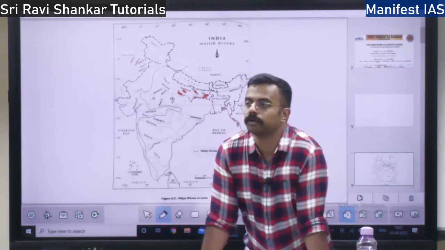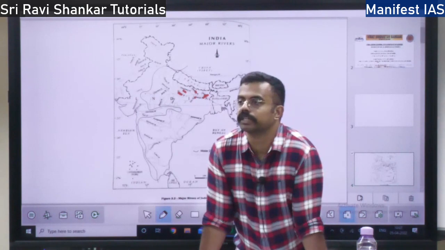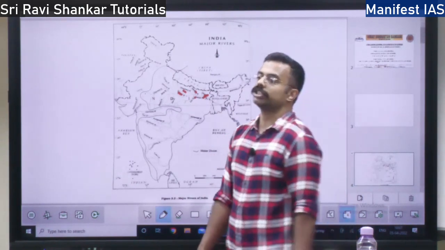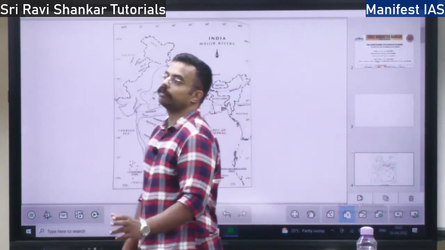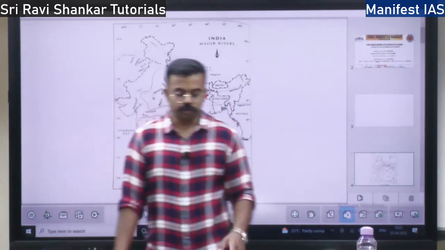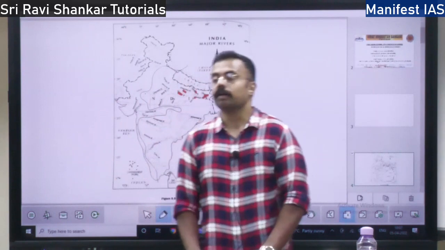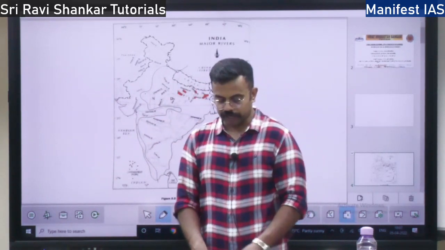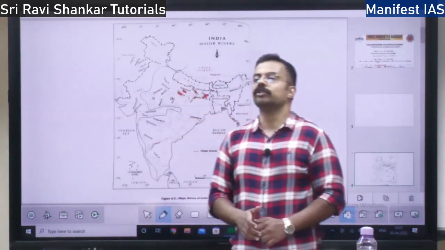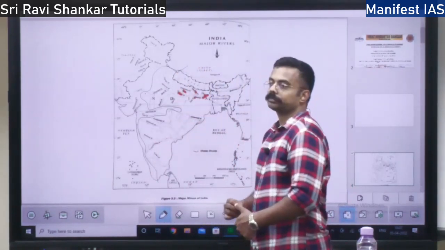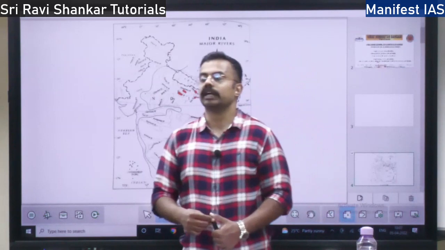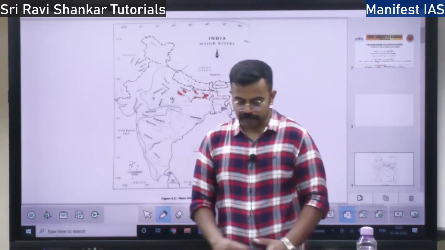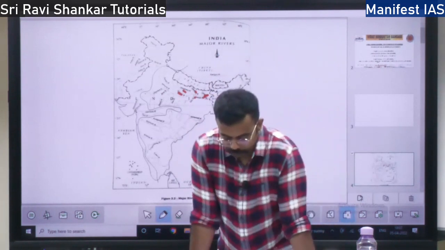Next, we will talk about the Yamuna river. Yamuna is one of the tributaries of the Ganga river, right? So where does this Yamuna originate? It originates in Yamunotri in Uttarakhand. This region is also called Bander Punch. Bander Punch is where the Yamuna originates. Where does the Yamuna meet the Ganga? In Uttar Pradesh, earlier called Allahabad, now Prayagraj. Prayagraj is where the Yamuna meets the Ganga.